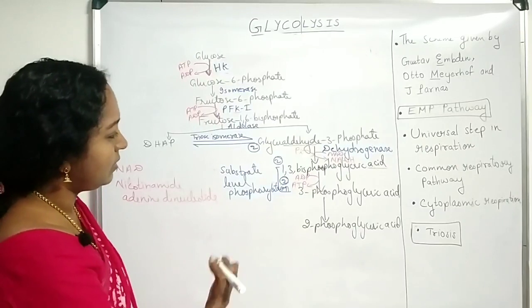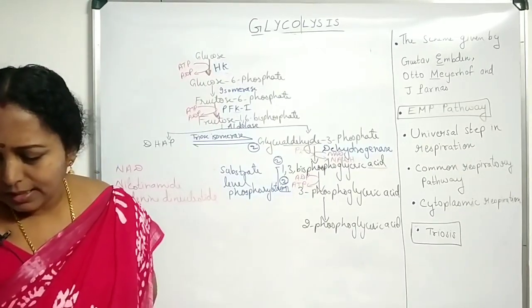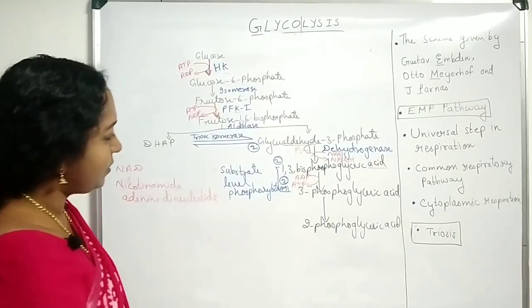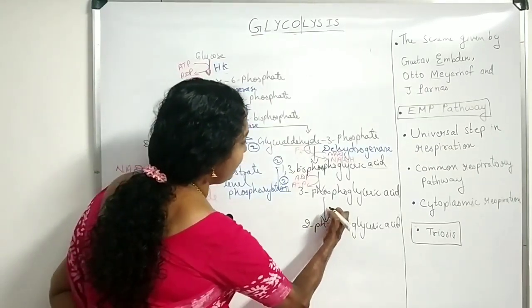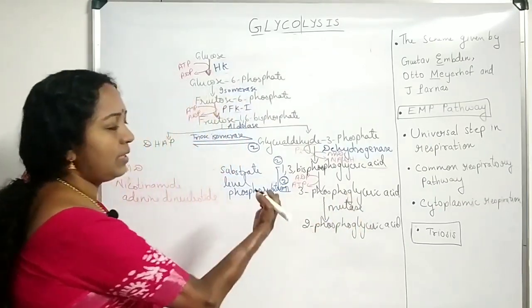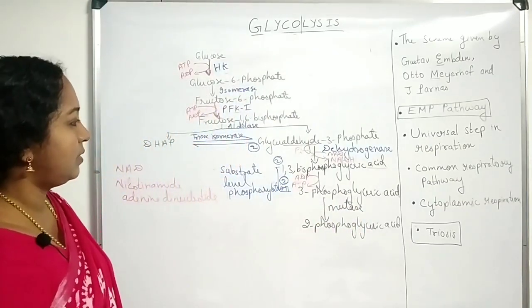3-phosphoglyceric acid is getting converted to 2-phosphoglyceric acid. So it is just a matter of positional isomerization. So the enzyme here is mutase, a mutation reaction, just a positional isomerization.